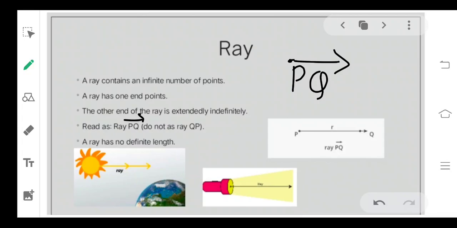Students, you can see in this adjoining figure the ray, and you can see it is symbolically written like this. Here, for a better idea, you can see the light of a torch and the rays of the sun.